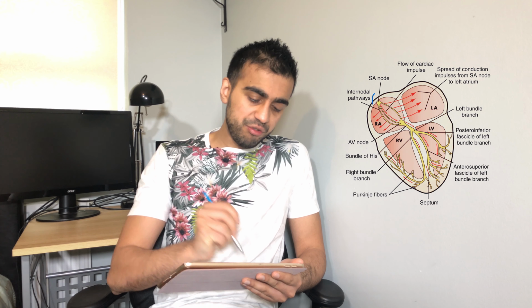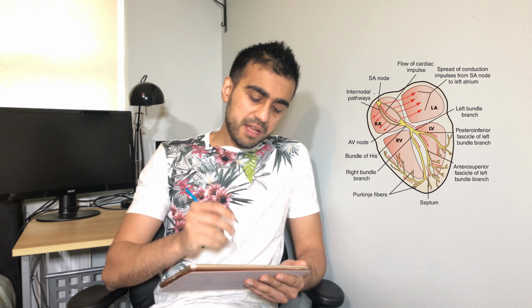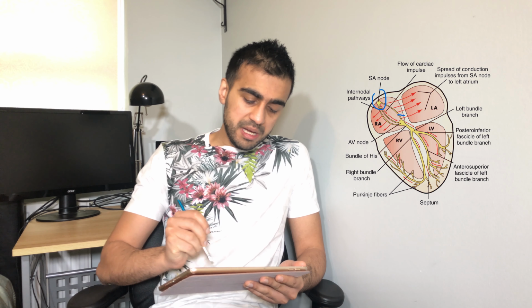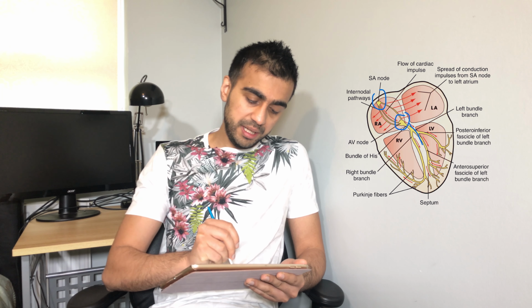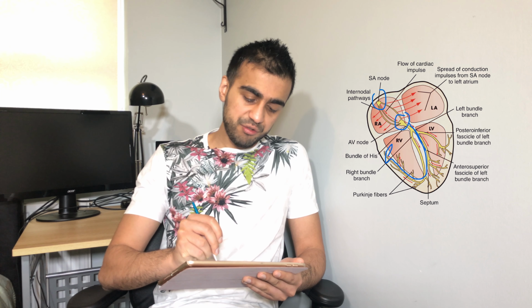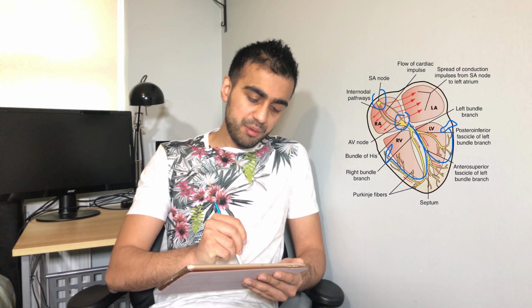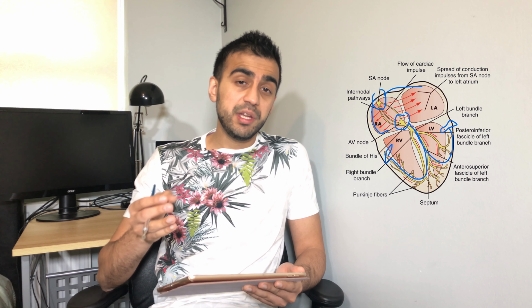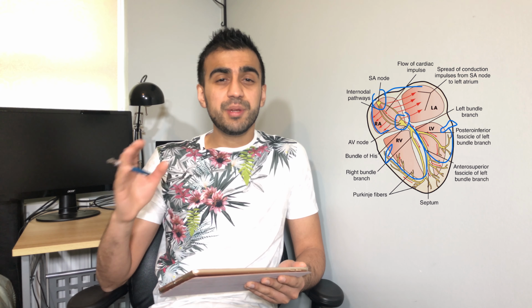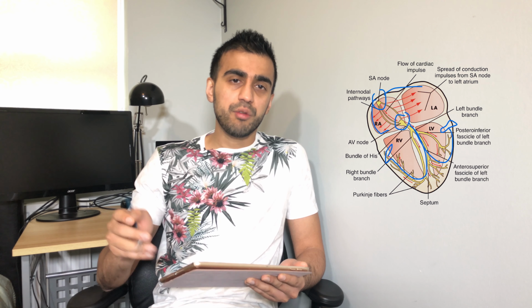So we have the sinoatrial node up in the right atrium. That sends an impulse down to the AV node, and then that goes down the bundle of His and then through to the Purkinje fibers, which then causes a ventricular contraction. So just remember, the sinoatrial node passes through the atria, causing atrial contraction, and then the AV node acts as a filter, passes the impulses down, but with a slight delay, causing ventricular depolarization.